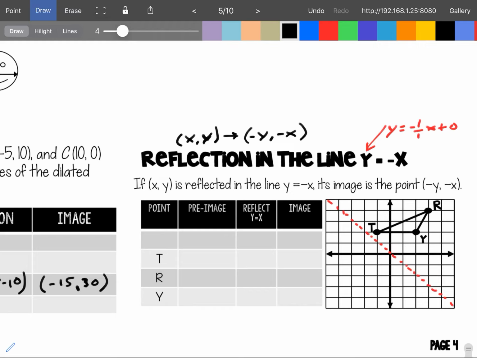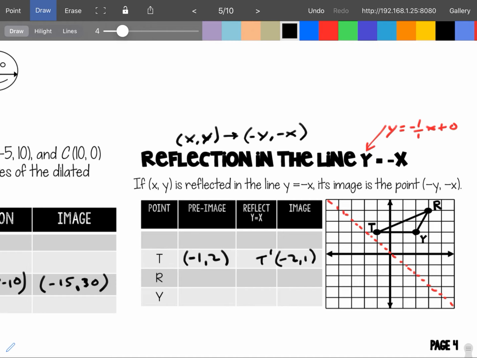If we just did one of these points, we're not going to do all of them, let's do the first one. T was at 1 left, 2 up. Well, then we've got to flip them and take the negative of each of them. So T prime is going to be at (-2, 1). So we switched the X and the Y, and we took the negative of each of them.